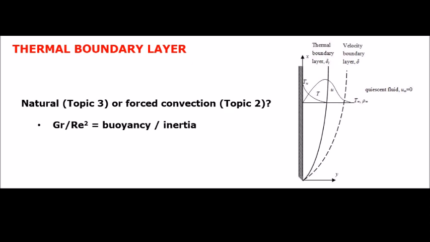What does this mean? This means that if the Grashof divided by the square of the Reynolds is much, much larger than 1, the buoyancy term is much more significant than the inertia terms. Or in other words, buoyancy is more important, therefore natural convection is dominating the process. On the other hand, if the ratio between the Grashof number and the square of the Reynolds is much, much smaller than 1, the inertia terms are much more significant than the buoyancy terms. And therefore, in that case, forced convection is dominating the heat transport process rather than natural convection. So that's all.